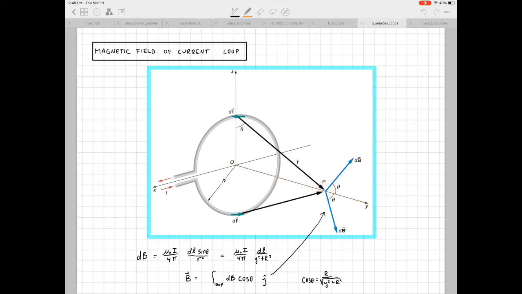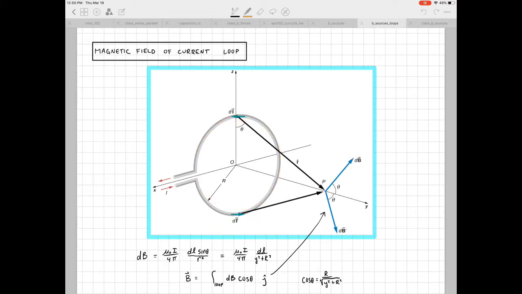So in the picture, you can see that we've got this loop of current, and we're going to have to write out an expression for the contribution to the magnetic field due to the chunk of wire down here, all throughout the entire wire. And so we're going to have to leverage the Biot-Savart law.